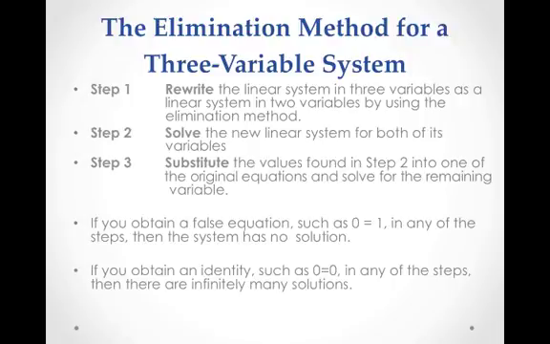Finally, you're going to substitute those values found in step 2. So you will have found two values for two different variables, and you will plug those into one of the original equations and solve for the remaining variable. Now, two things to keep in mind for special cases. If you obtain a false equation such as 0 equals 1 in any of the steps, then the system has no solution. If you obtain an identity such as 0 equals 0 or 5 equals 5, anything that's always true in any of these steps, then there are infinitely many solutions.